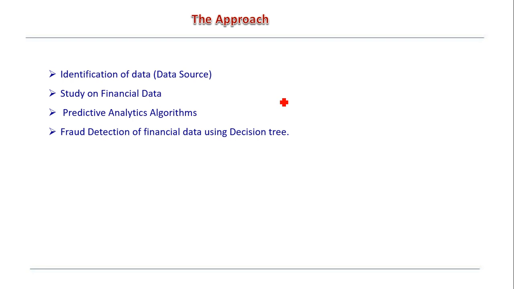Now, the approach which I followed to implement this project: first I identified the data source, and I studied financial data predictive analytics algorithms. First of all, we should know what is meant by predictive analytics algorithm. Then I went for predictive analytics with machine learning algorithm, fraud detection of financial data using a decision tree. I used a decision tree for implementing this project. I deployed this model on the Flask web framework.